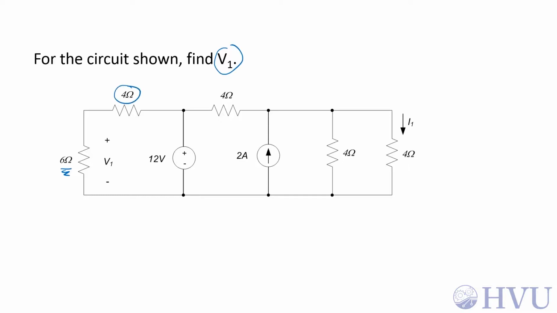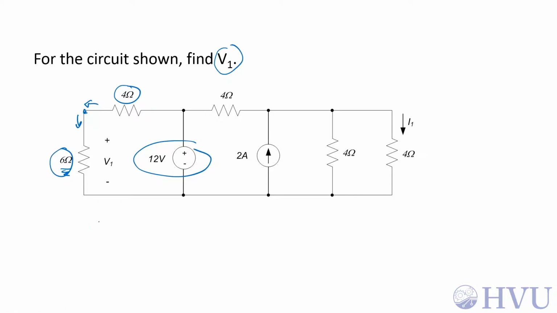The 4 kilo ohm resistor and this 6 kilo ohm resistor are in series. They share the same current. You can verify that by doing KCL here, or notice that these are the only two elements connected to that node. So I have a series combination. I want the voltage across one of them, and I know the voltage across the combination.